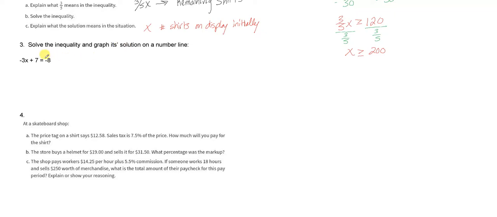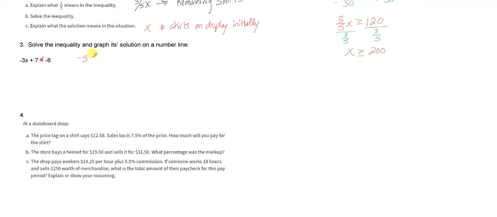Oh, I think there's a typo on this one, so we can fix it right now. That is supposed to say less than or equal to. So we'll fix that on an announcement tomorrow, but that's supposed to say less than or equal to. That's my bad. Let's solve it.